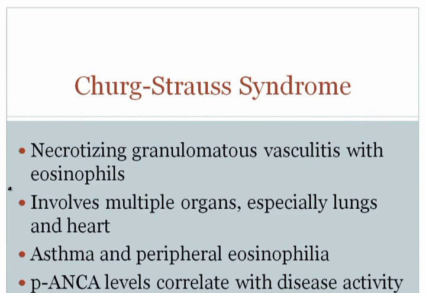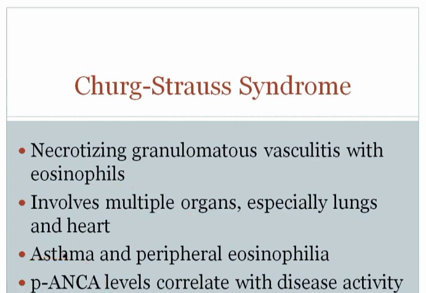Another small vessel vasculitis is called Churg-Strauss syndrome. This is where you get necrotizing granulomatous vasculitis with eosinophils. Again, it can involve multiple organs, especially the lungs and the heart. And what you really want to do is distinguish this from microscopic polyangiitis. Now, why would you want to do that? Because in this particular disorder, when you study the ANCA, you're going to get a P-ANCA. So basically, there are two disorders that are going to give you a P-ANCA. The first is microscopic polyangiitis, and the second is Churg-Strauss. And so we need to be able to distinguish between those two disorders.